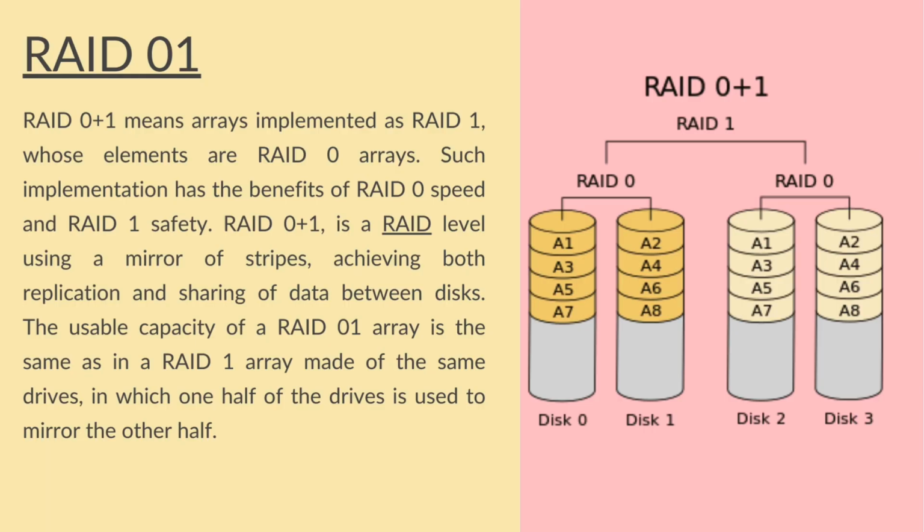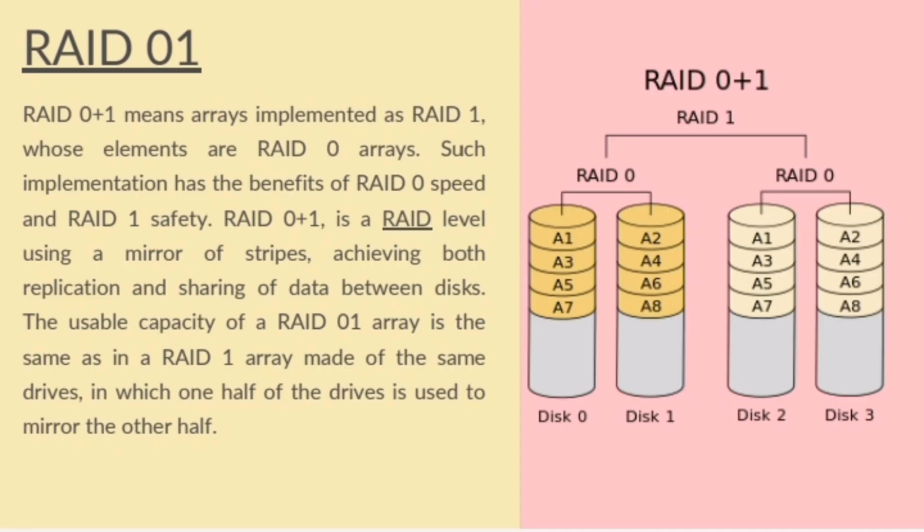Apart from the RAID levels discussed above, there are also some combination levels in RAID. The combination levels refer to RAID configurations that combine elements of different basic RAID levels to achieve specific performance, redundancy, or capacity goals. Two common combination levels are RAID 10 and RAID 01.